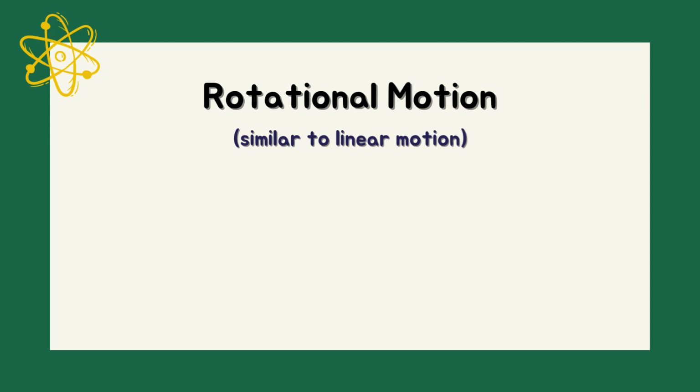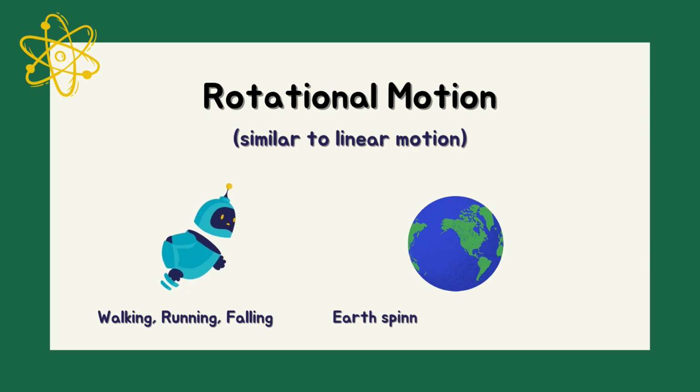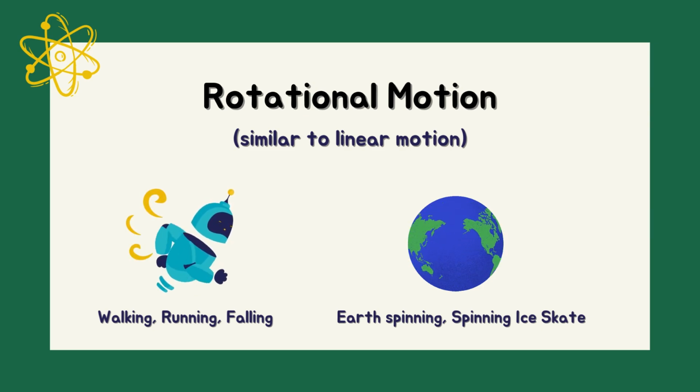It's similar to linear motion, but instead of moving in straight lines, such as running or walking, objects in rotational motion spin around an axis. Examples include the Earth spinning on its own axis to maybe a simple spinning top. Their concepts are very similar, just with differentiating components.